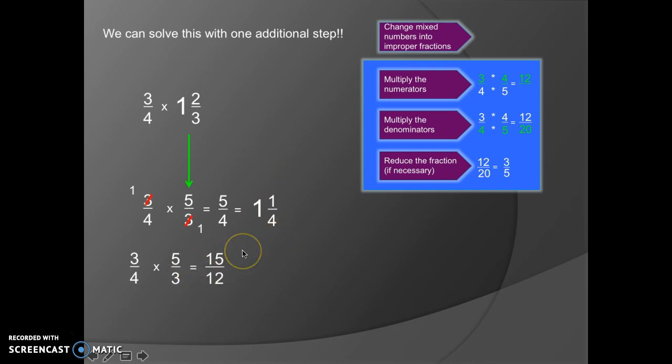Now, if we didn't simplify first, remember that you also can multiply and then simplify, we would have ended up with 15/12. 12 goes into 15 once with 3 left over, and then we could divide 3 and 12 both by 3, and again we would get 1 1/4.